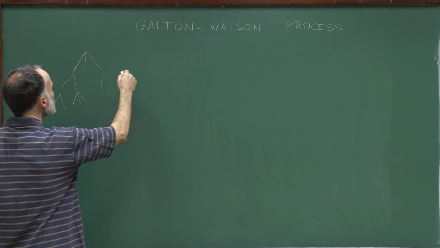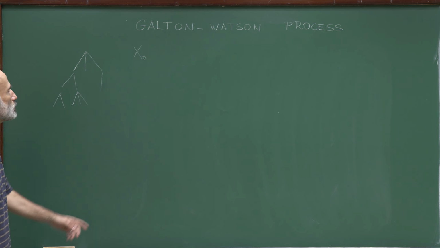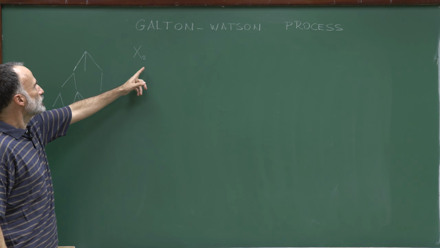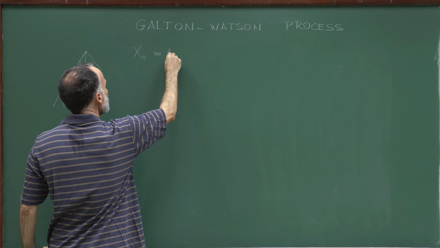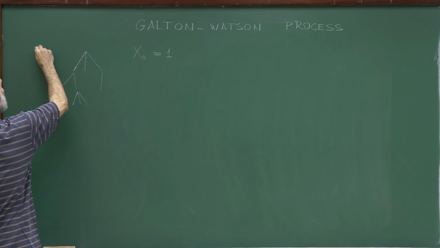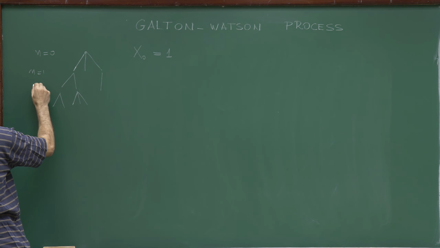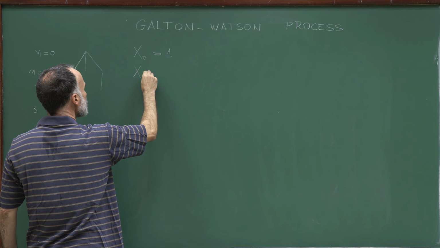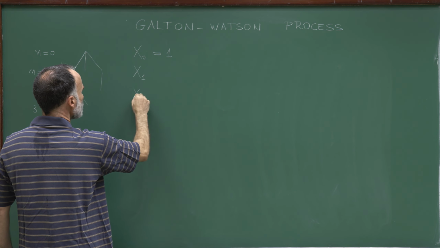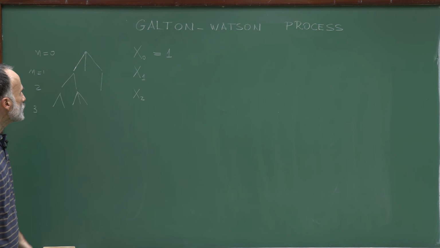So I will represent by x0 the number of individuals at generation 0. And x0 will always be equal to 1. So this is generation 0. Then we have generation 1, 2, 3, and so on. And we will denote by x1, x2, x3, and so on, the number of individuals at each generation.